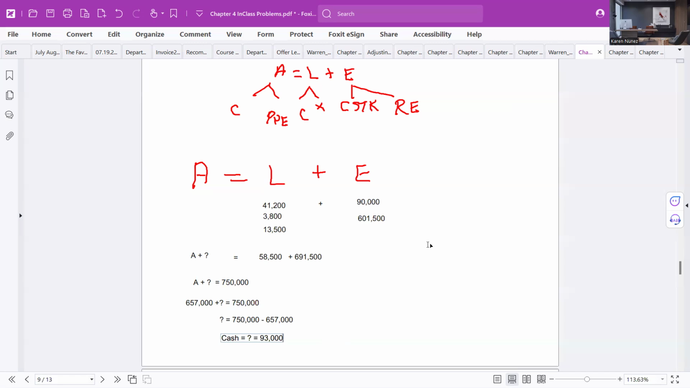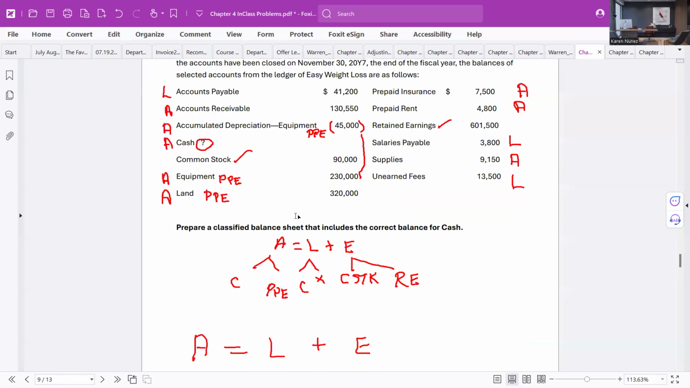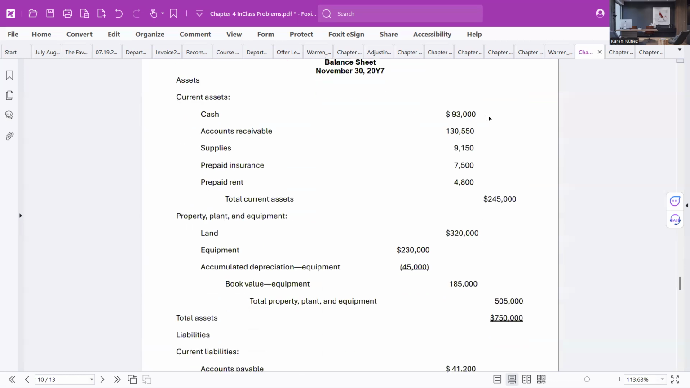So put it all together, right? I've identified the equity, I've identified the liabilities, I've identified all the assets, and I've solved for cash. Put it all together on this balance sheet, and here's what you get. Cash, 93,000. Accounts receivable is given, supplies are given, prepaid insurance is given, prepaid rent's given. That's the total of all the assets. Plant, property, and equipment, all of that's given. We got the land of 320, equipment is 230. Subtract the contra asset account, accumulated depreciation, so that this equipment has a book value of only 185,000.